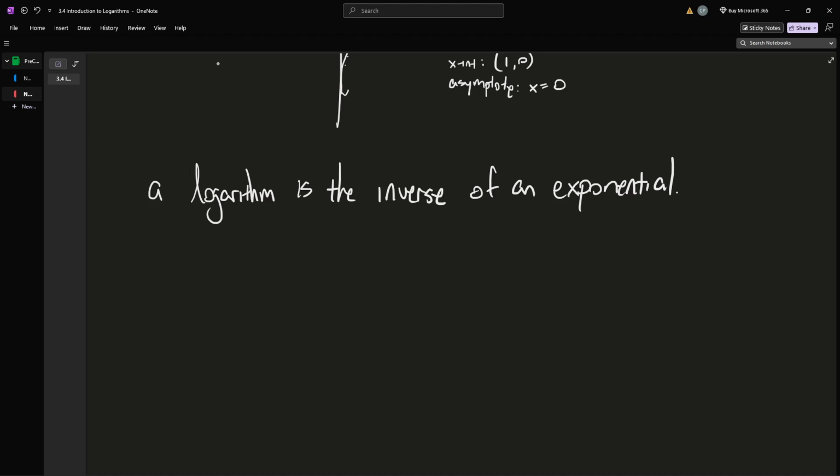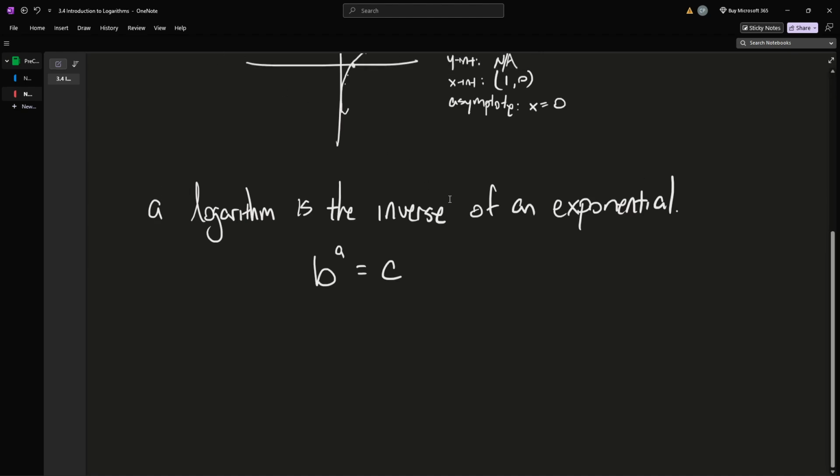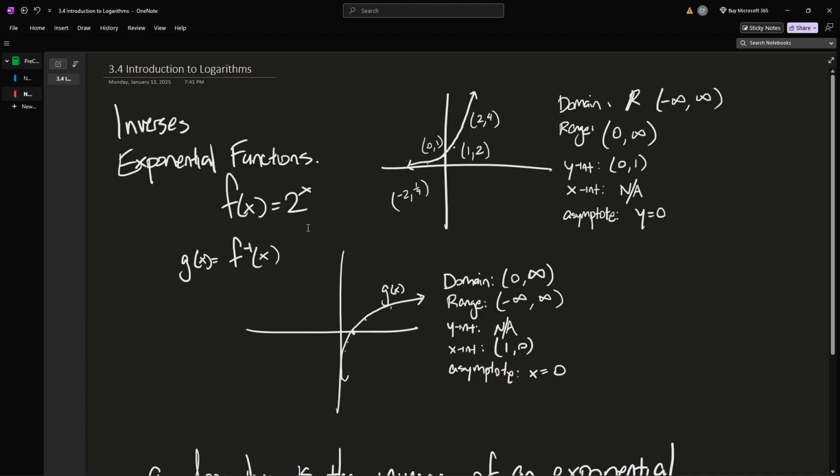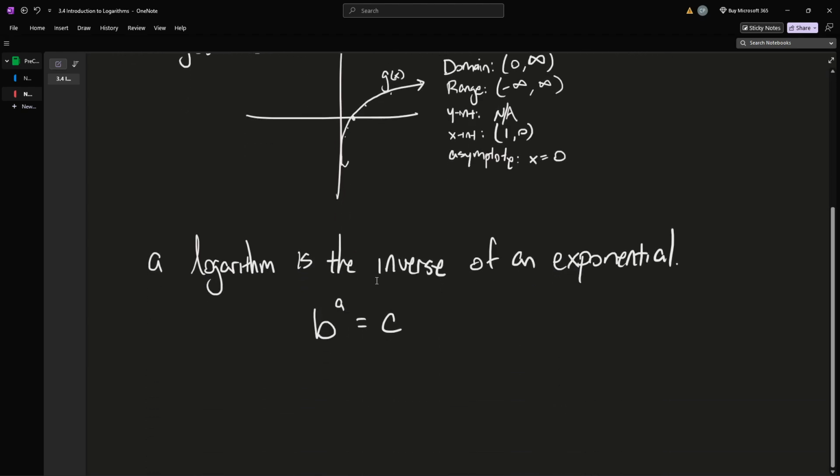So let's say we have an exponential, b to the a power equals c. My independent variable, going back up over here, we saw that we have 2x. The x is at the exponent, and my dependent variable, my f of x, is across the equal sign. So my independent variable, my a, results in my c.